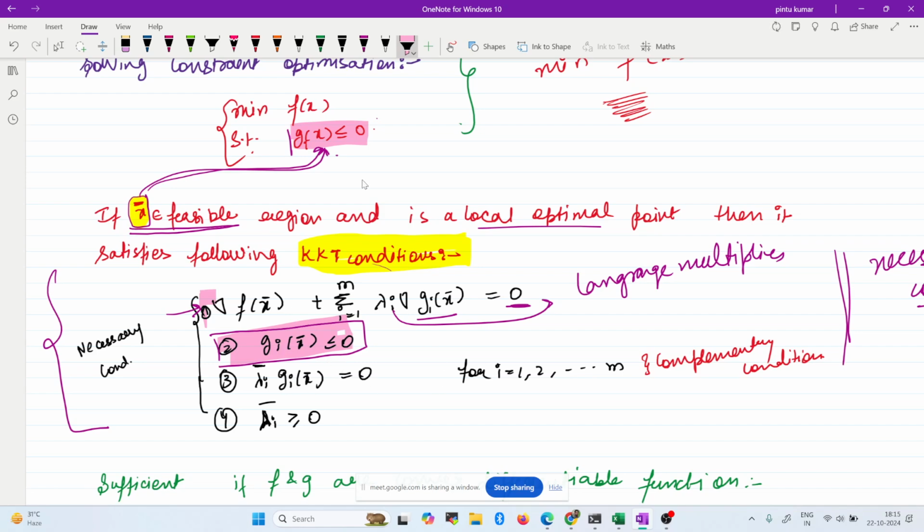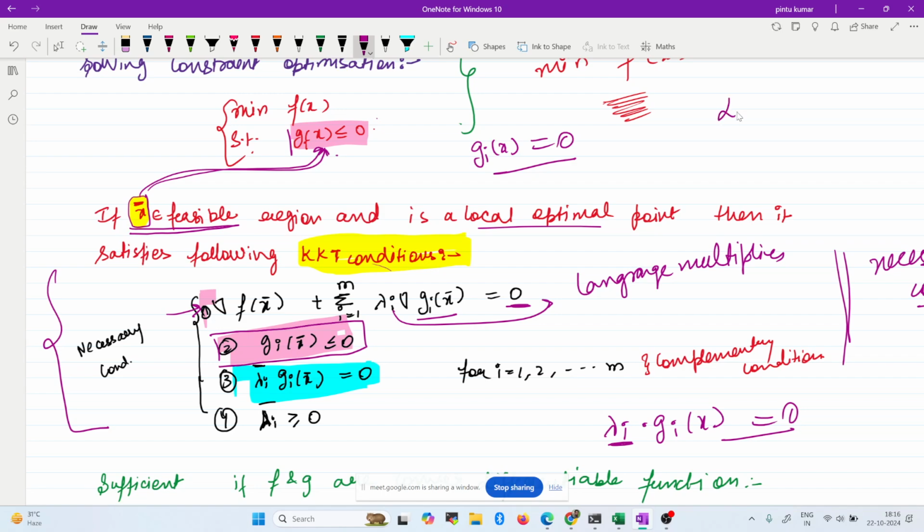So we have the most important condition over here, the third condition, that is called the complementary slackness property, or the complementary condition, which says that the lambda i's that you have found multiplied by g i's should be equal to 0. So what this says is, you can either be on the boundary of this g i constraint, that is your g i is equal to 0. Otherwise, your lambda i should be equal to 0.